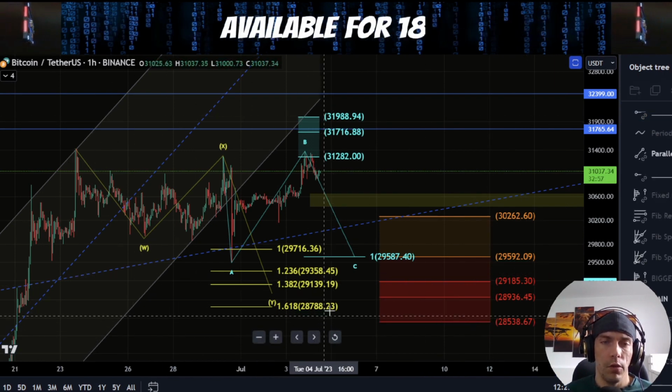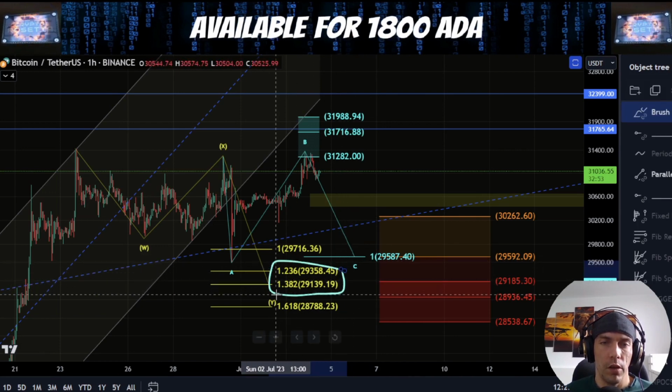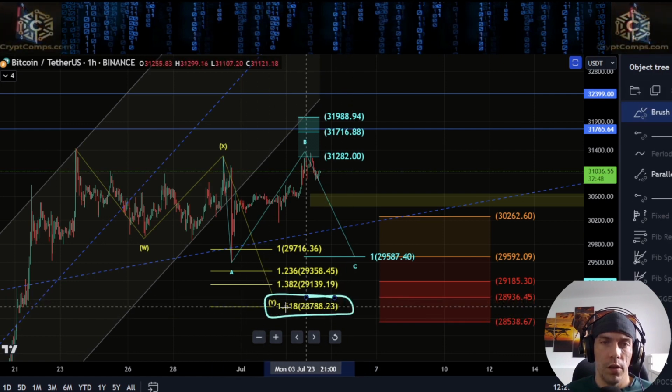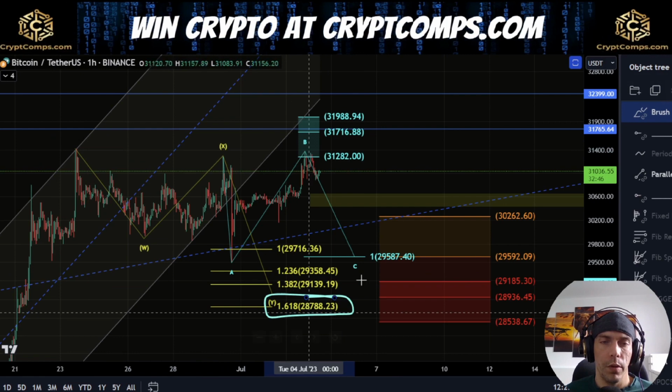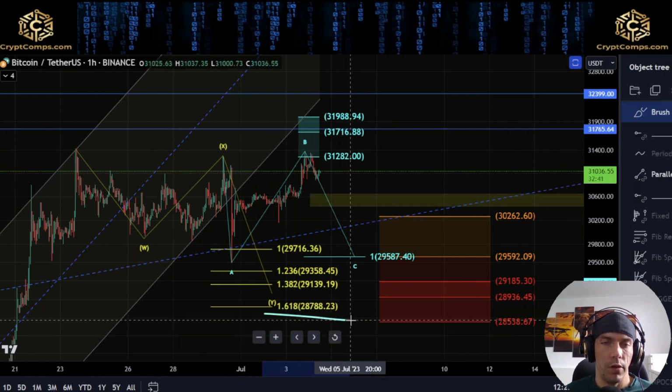Now this would be interesting because then we could actually be looking to align with some of these lower targets, the 1.236, the 1.382, and then potentially even this 1.618. Now I wouldn't want to see us get bigger than this 1.618 because typically speaking, a WXY is not going to exceed this 1.618 level.